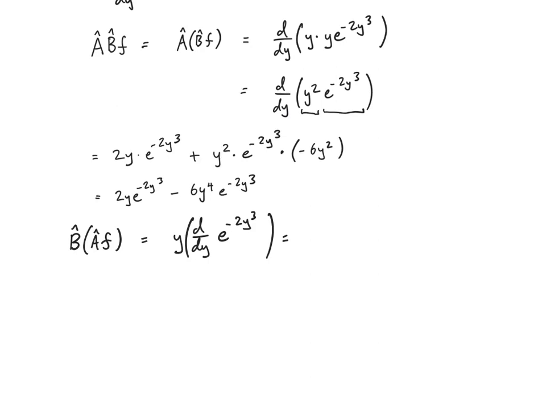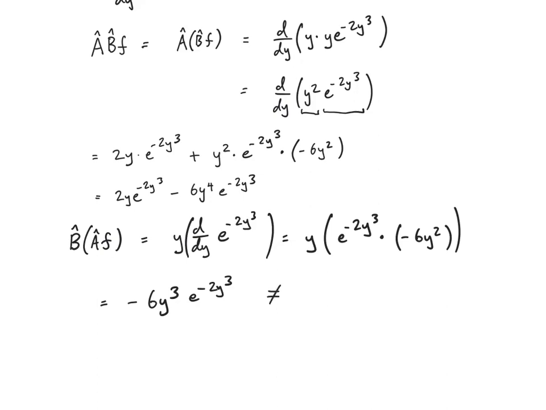When I calculate out that derivative, I should get y times e to the negative 2y to the third times negative 6y squared. And then when I simplify this out a little bit more, I get negative 6y to the third e to the 2y cubed. Okay? Notice that this result is not the same as when I had a hat acting on b hat acting on f. So that was a proof, really, that those two operators do not commute.